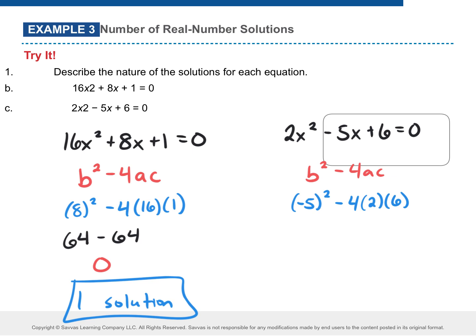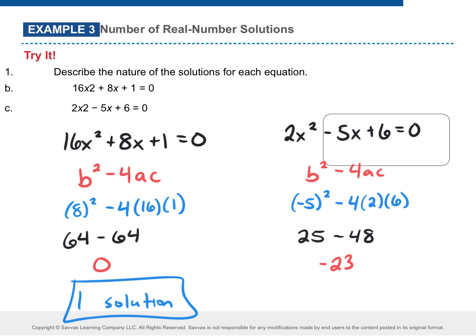Okay, so now we just evaluate here. What is negative 5 squared? Positive 25. It is positive 25. What's the reasoning? Because that's negative 5 and a negative times a negative is positive. Bingo. Okay. So what do I do with these three here? Multiply. What's negative 4 times 2? Negative 8. Negative 8 times 6? Negative 48. Subtract those. What do I get? Negative 23. No solution.